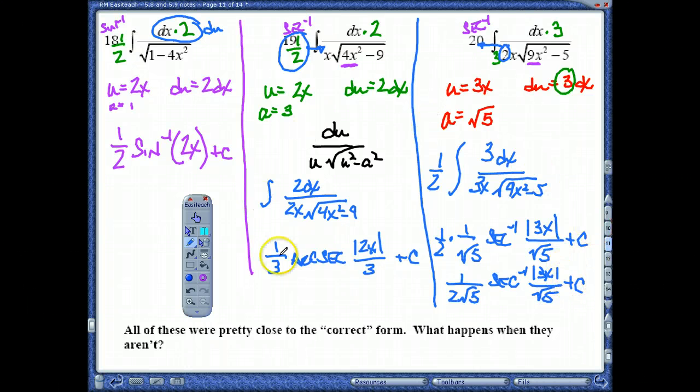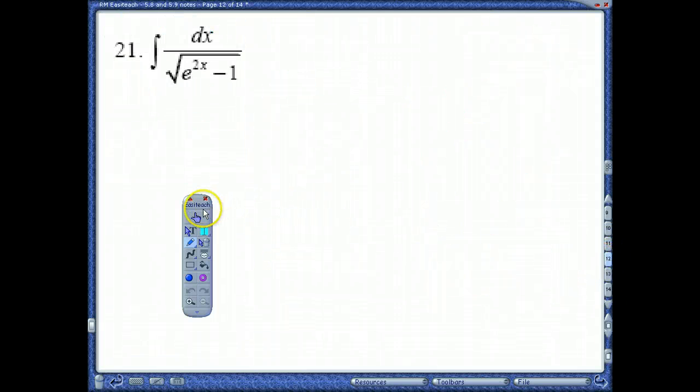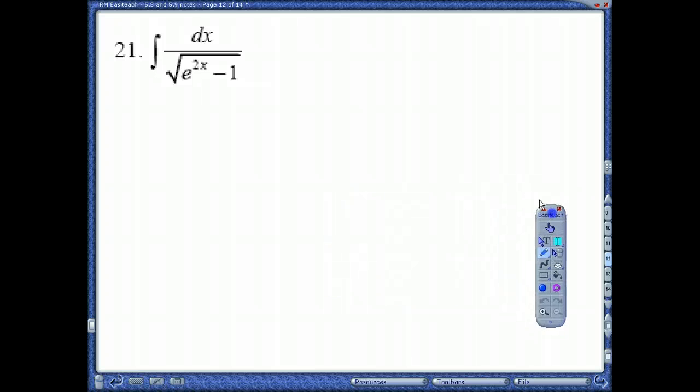Okay, so these were relatively pretty. We needed a little bit extra in there for our du, but for the most part it wasn't much more difficult than what we had for our u substitutions before. So now let's do an example that might be a little creepier.